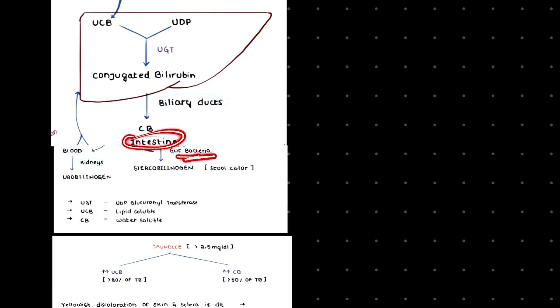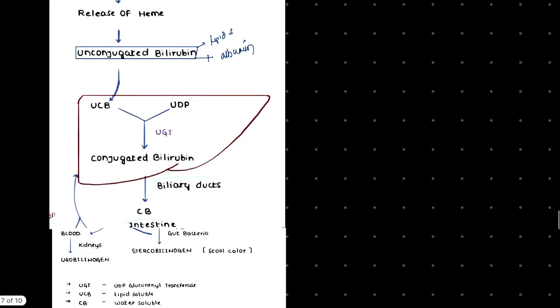Since the intestine consists of gut bacteria as normal flora, before getting into that, an important thing I missed: we said unconjugated bilirubin is lipid soluble, but conjugated bilirubin is water soluble. And the important enzyme taking place here is UDP glucuronide transferase. Now, these will pass through the biliary duct and reach the intestine.